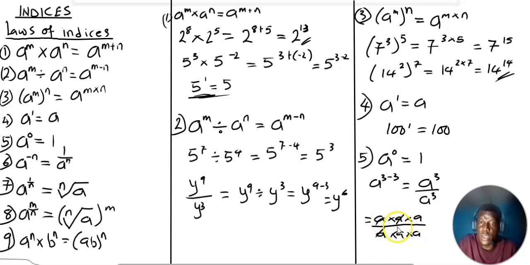The a's will cancel out, all of them. So this is equal to, when they all cancel out, 1. That's why a raised to the power 0 is equal to 1. Very, very light and simple.